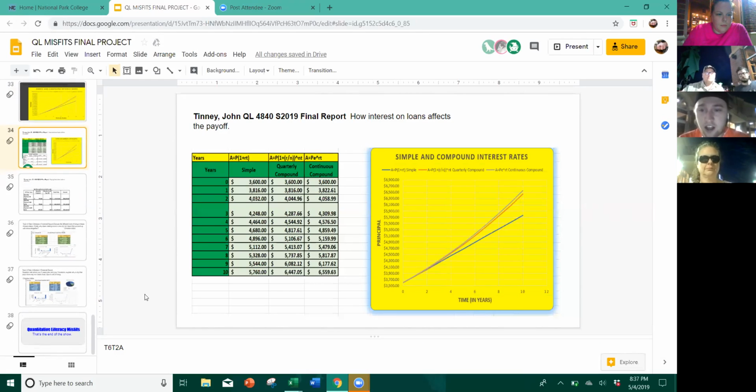This one goes to Tinny, how interest on loans affects the payoff on loans. This is a whole lot like what McCree was talking about. It shows that if you borrow $3,600 and invest it, and you work with continuous compound interest on it every day, every minute of the day, it's making you money in interest. So you can see the difference you gain by continuous compound interest is $6,500 versus $5,700. So it's almost $800 difference you made by the compound interest. The chart over here shows how the lines go: the simple interest is not that much, the quarterly compound is more, and then the continuous compound, of course, is the most.